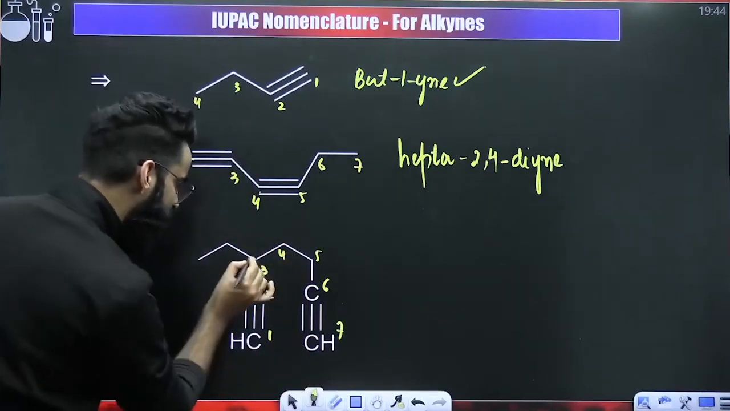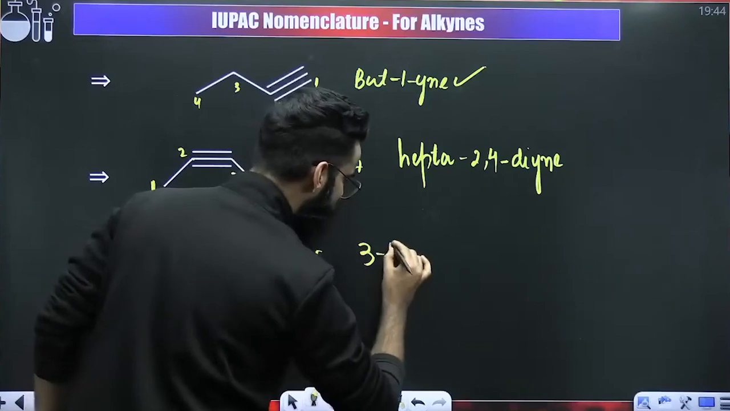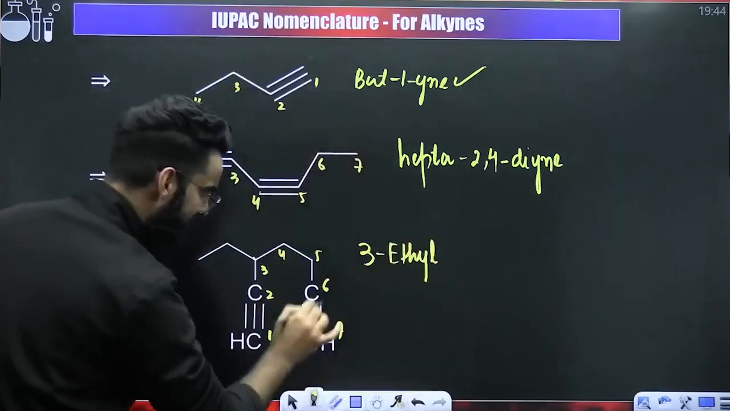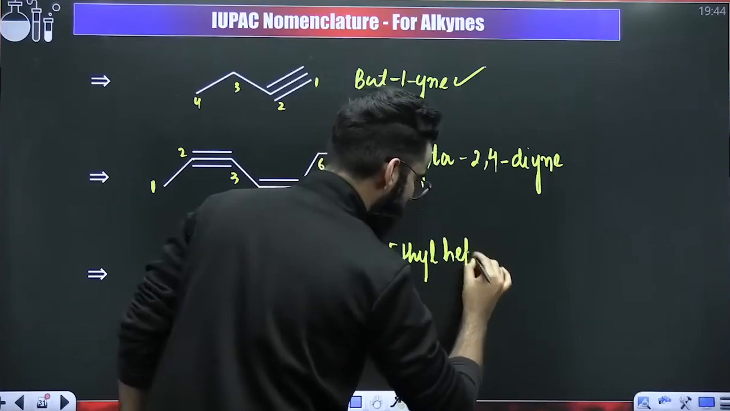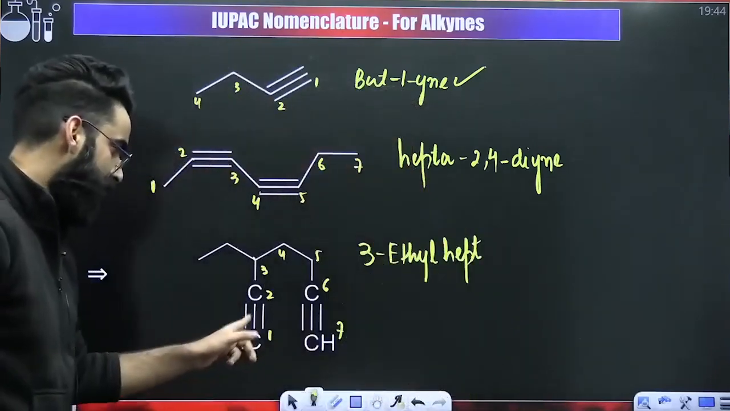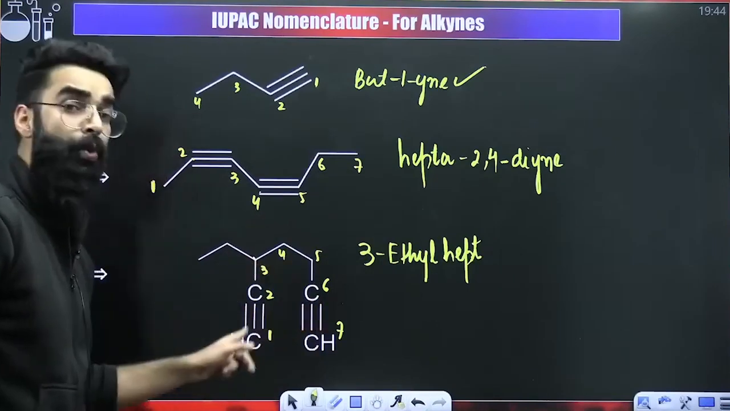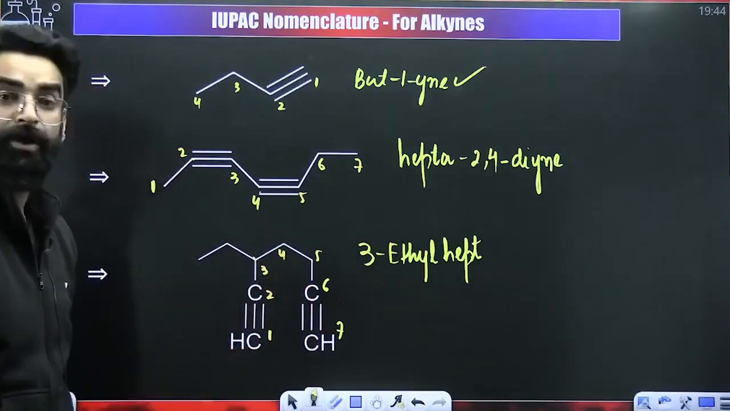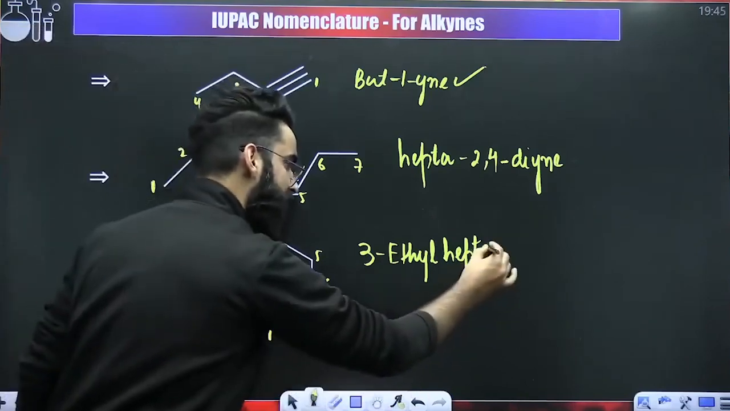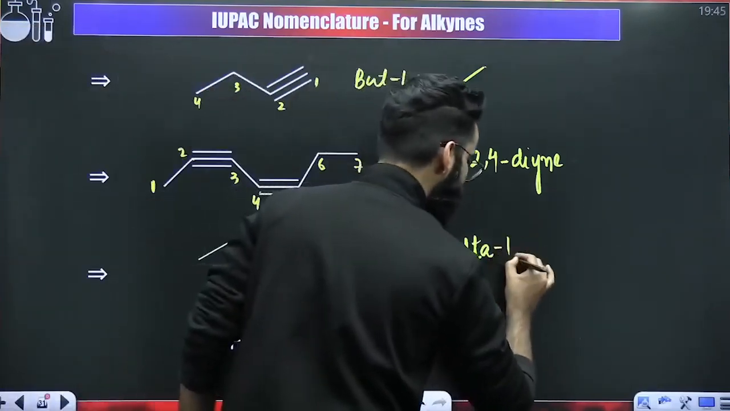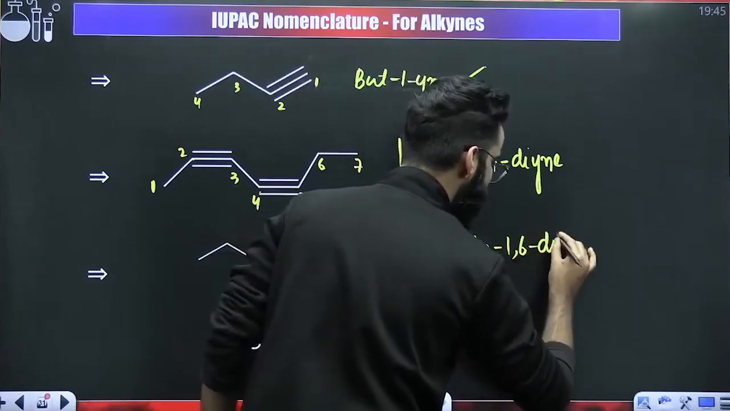So at carbon number 3, you have got ethyl. First of all, you'll write 3 ethyl. Then it's going to be hept. Is it going to be hept or hepta? See, what do we have? We have got 2 triple bonds in the parent chain. So it's going to be hepta. Now, at carbon number 1 and carbon number 6, it's going to be diene.